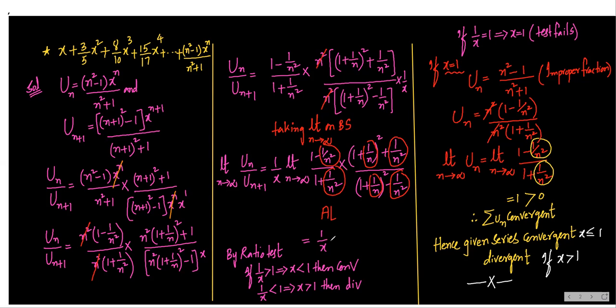Then our answer is 1 by x. So we say that if 1 by x is greater than 1, x is less than 1, convergent. Less than 1, greater than 1, divergent. ये less than है, कल करे थे अपन ऑलरेडी. Test fails. x is equal to 1 we have to put here.